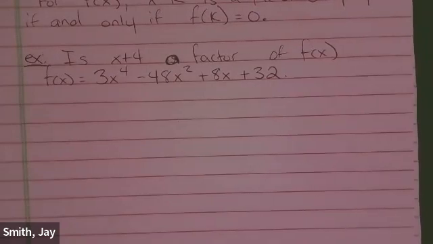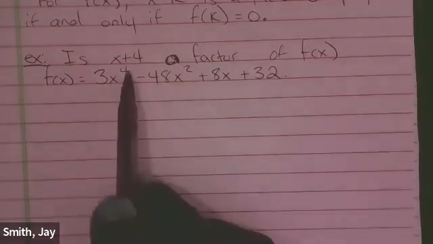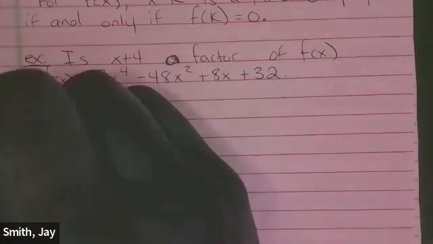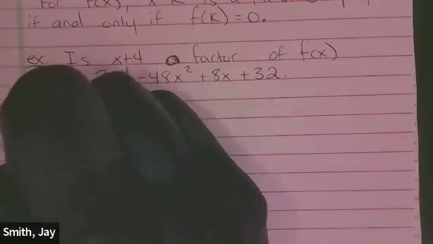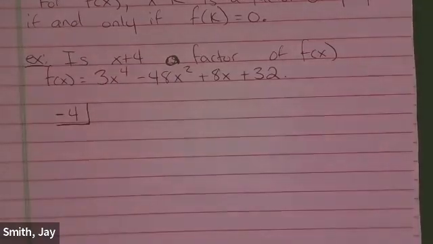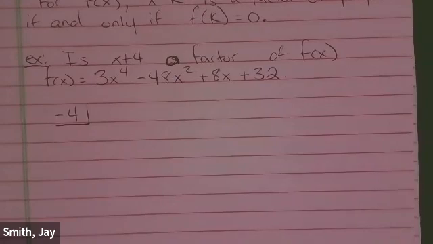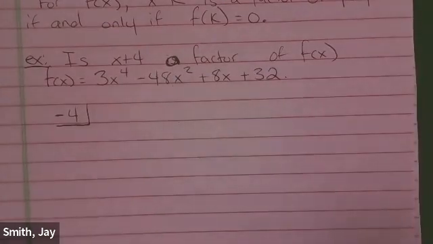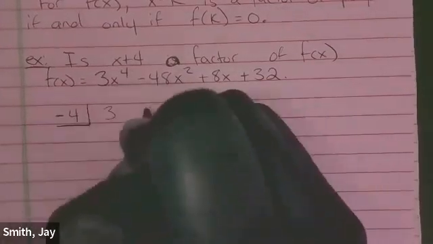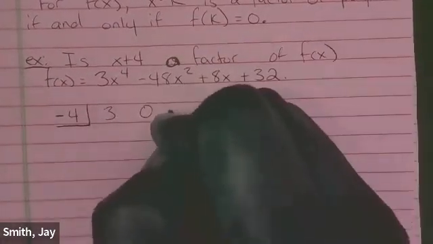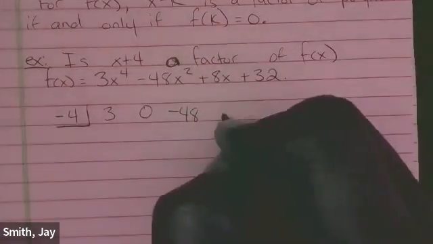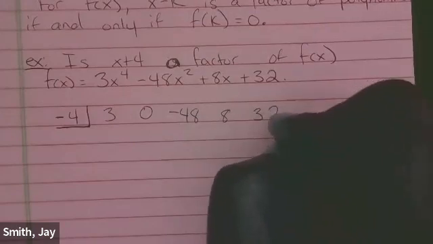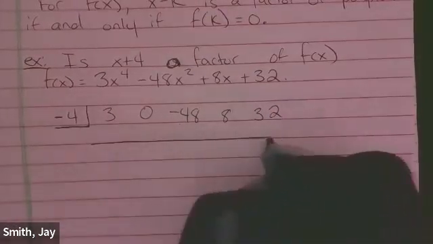All right. So the way we're going to test this is by setting up our synthetic division. Remember that when we're setting up our synthetic division, we take the opposite of what we see. So here we're given positive 4 as a factor, or we're trying to see if it is a factor. So we're going to put negative 4 in our synthetic division. And we're going to list our coefficients, making sure that we account for every degree of x. So here we're starting with x to the 4th, and then we jump straight to x squared. We have to plug in a 0 for that x cubed column. So our coefficients will be 3 for our x to the 4th column, 0 for the x cubed, negative 48 for our x squared, 8 for our x's, and 32 will represent our constant column.